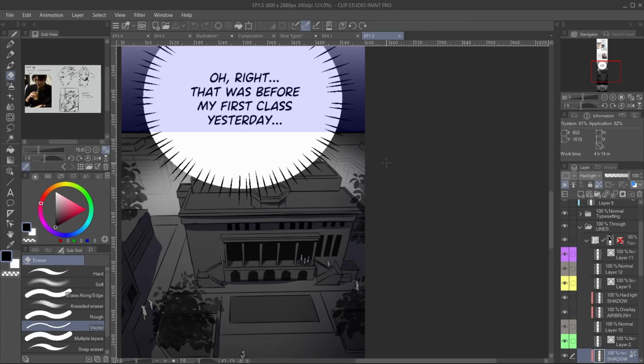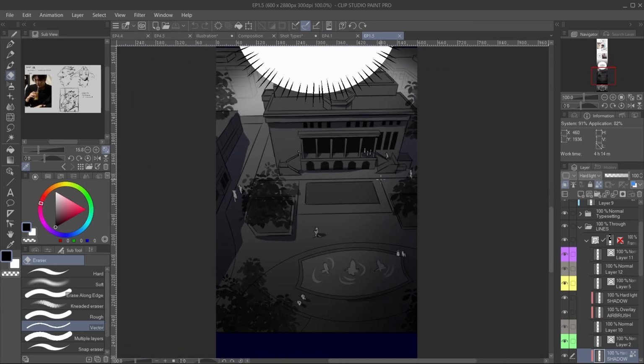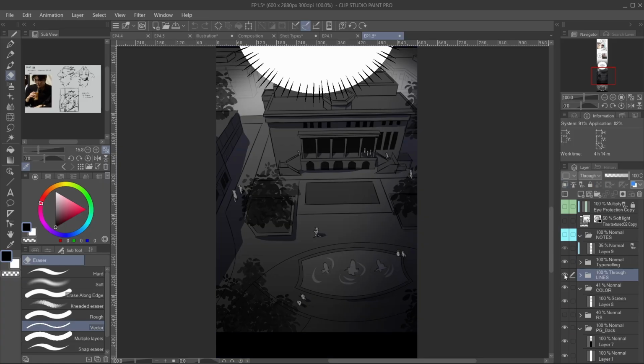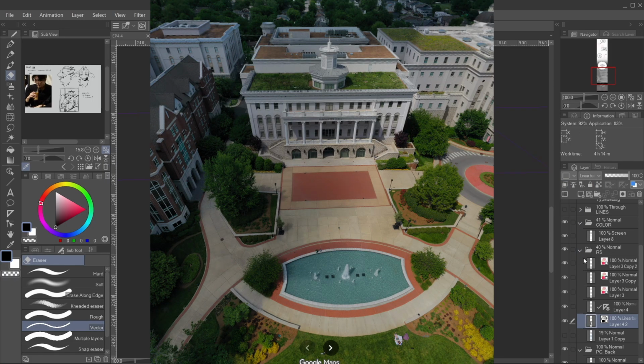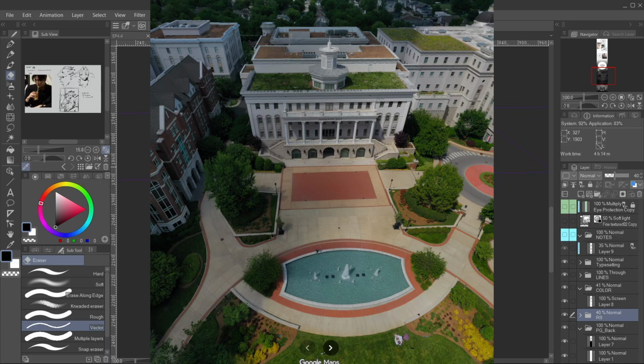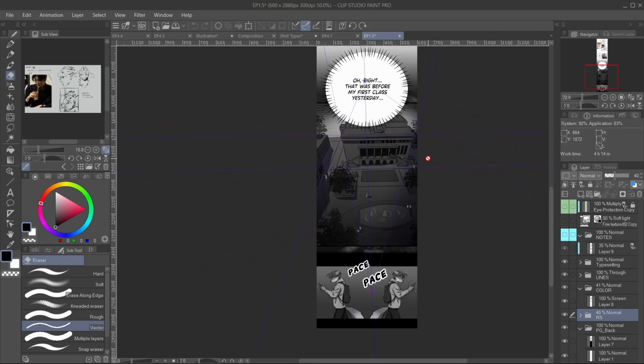And then this one I didn't draw either. This one I also traced, and this was a picture. I literally got it off of Google Maps and then turned it black and white, and then just traced over it and copied that.